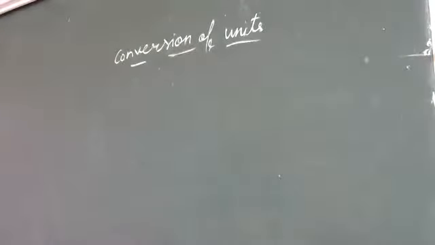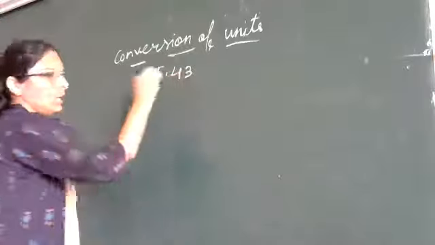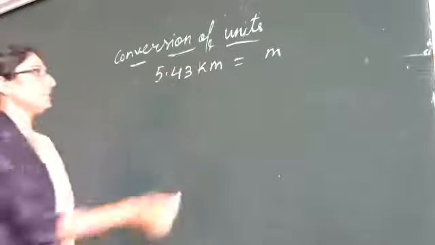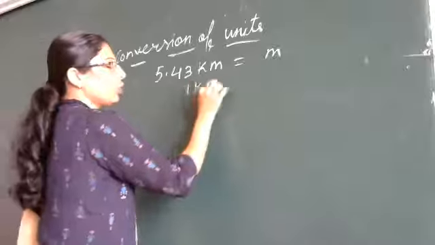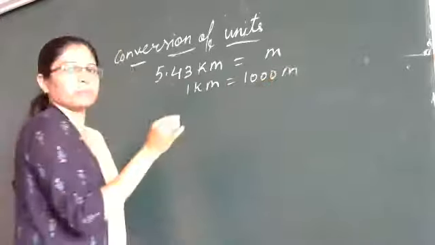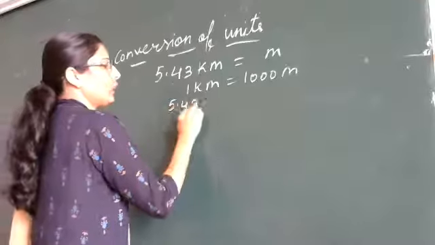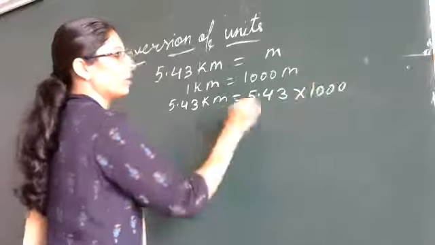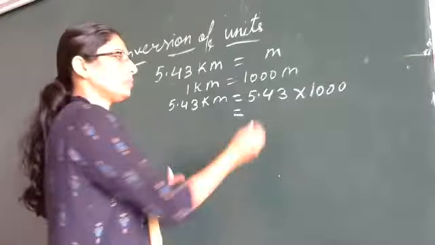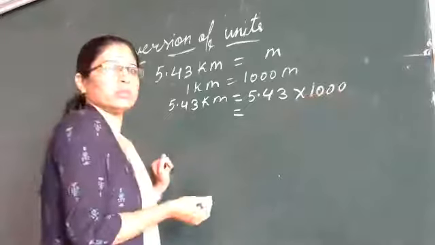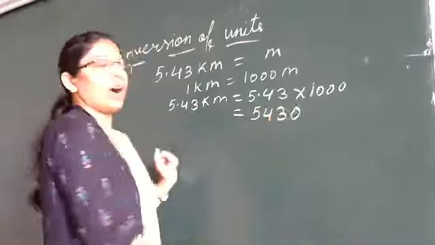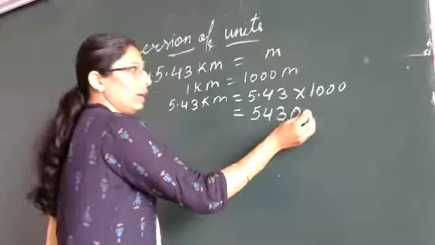Wait. Now for example, 5.43 kilometer. We have to convert it to meter. Same method. 1 kilometer is equal to 1000 meter. So 5.43 kilometer is equal to 5.43 multiplied with 1000. So what will come here? 5430 meter.